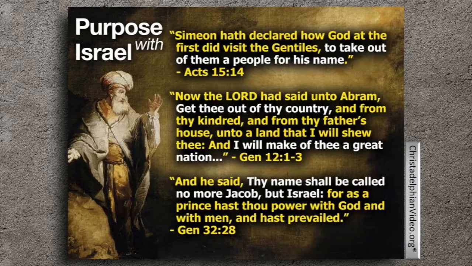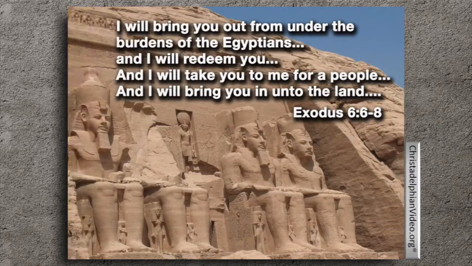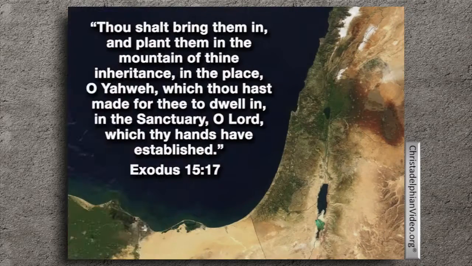God says of Israel in Exodus 6, verse 6, I will bring you out from under the burden of the Egyptians. I will redeem you, he says, and he goes on to say, I will take you to me for a people, and I will bring you unto the land. So we have God removing Israel from their circumstances, separating them out, and bringing them towards this land.